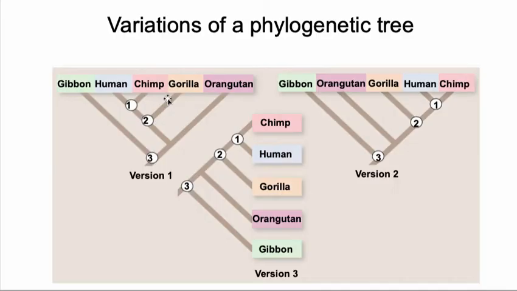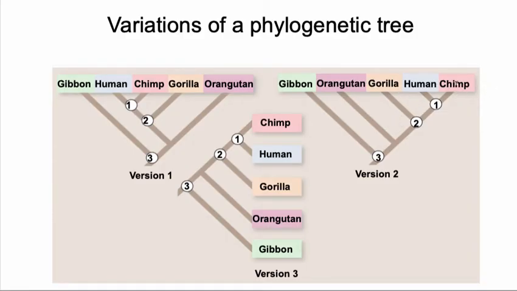But the order here does not have any meaning. So even though it would appear that gibbons and humans are now more closely related than they were over here, the order at the top doesn't really mean anything.